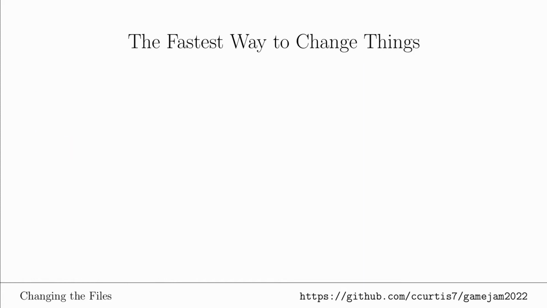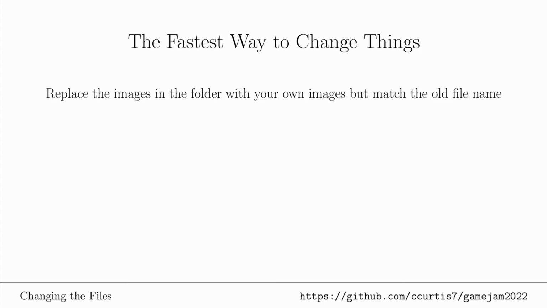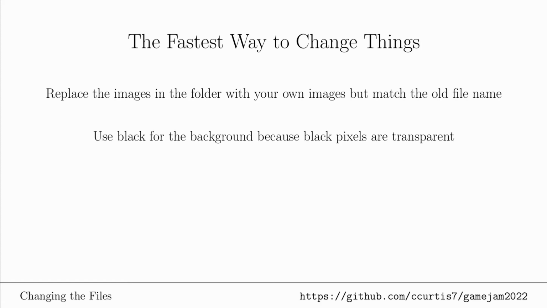Let's say you wanted to update the graphics for the asteroid. The simplest way to do this is delete the asteroid images and replace them with your own images, giving them the exact same name. You will need to make the background a pure black, and you will want to avoid using a pure black anywhere else in the image.